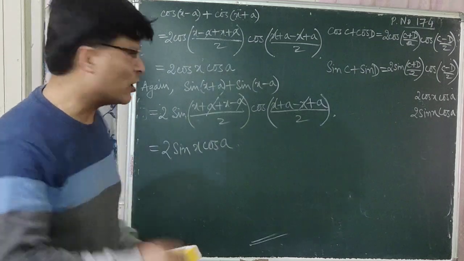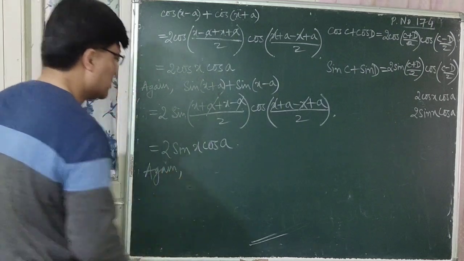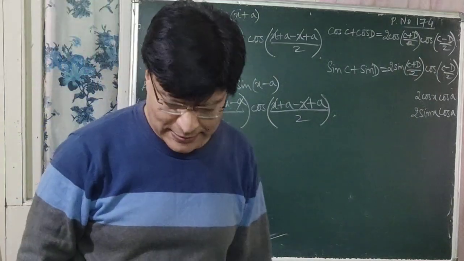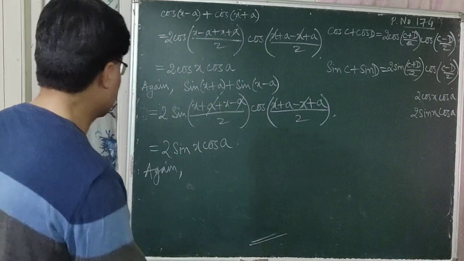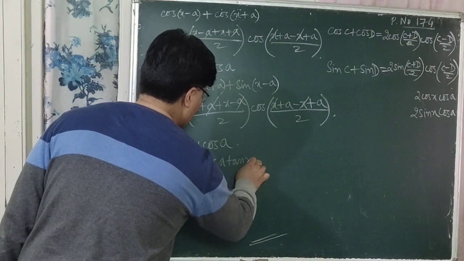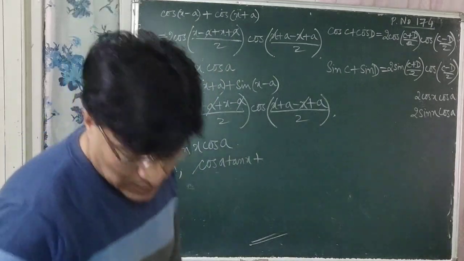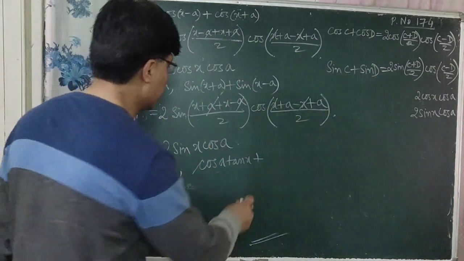Third element of the first column. Again, what was the third element of the first column? What was it? Cos a tan x. What was it? Tell me. Cos a cot x.